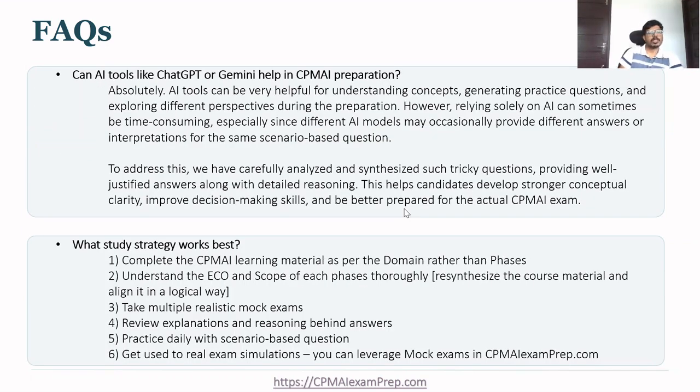All right. So next question is, can an AI tool like ChatGPT or Gemini help in CPMAI preparation? Absolutely. AI tools can be very helpful. Even I have leveraged them during my preparation. Only one challenge I saw was that if I give a tricky question to Gemini, Copilot and another LLM, all three will give me a different answer based on their understanding and knowledge. And they are not up to date.